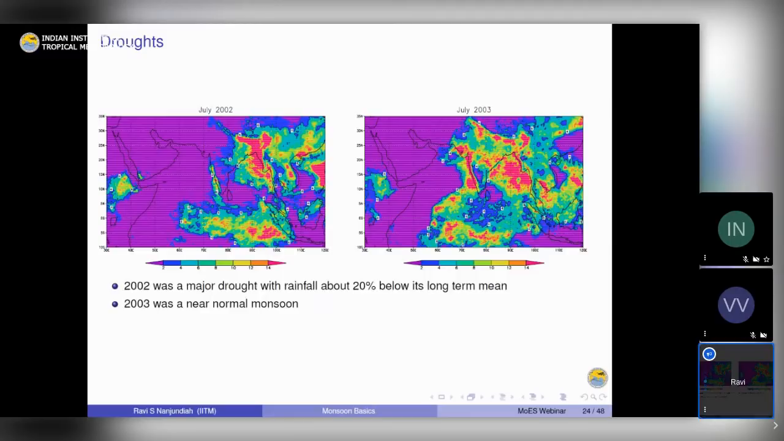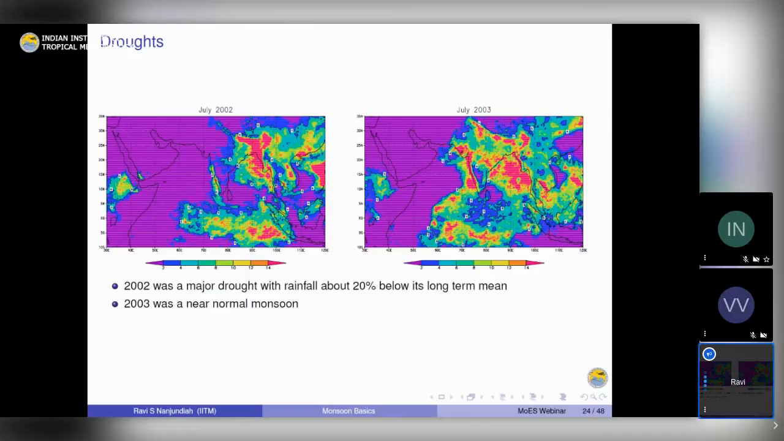And then we kind of saw the low pressure systems, which form over the northern part of the bay and move into the monsoon trough region. And we have also seen the circulation picture. But let's see how it varies from year to year. And all of us are familiar that it varies from year to year.